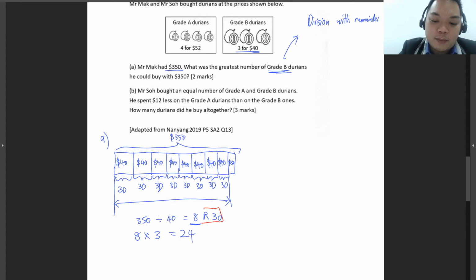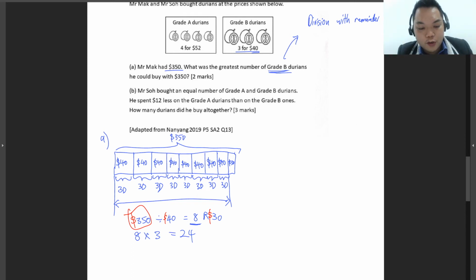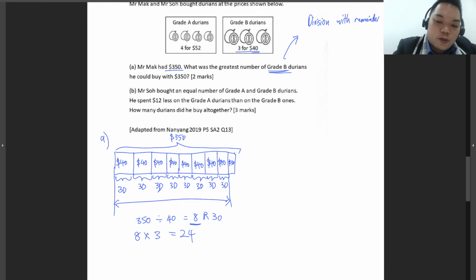Okay, the remainder in this case depends on what this dividend is. If this dividend is dealing with money, then this 30 here will be in terms of dollars. If the dividend here is in terms of people, the remainder will be in terms of people, number of people remaining. So you have to understand the context of this division with remainder. Alright? Very, very important. Alright, so that's part A.